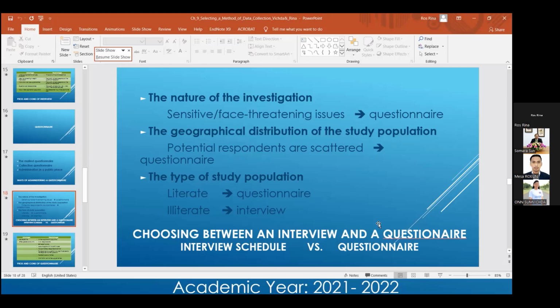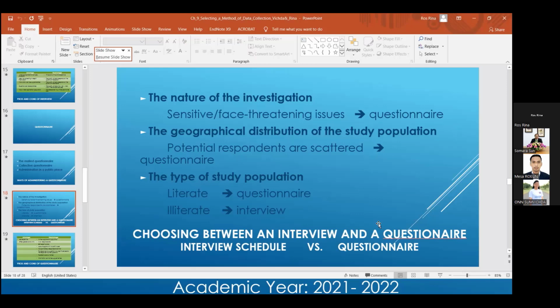And about the geographical distribution of the study population, in this case we also use the questionnaire, because it might be hard for the researcher to go to some areas, which might cost much more money or be very expensive, or maybe the area is far from here, like the researcher is living in Swirian and they want to do research in Mandalgiri. If they need to go to Mandalgiri all the time, it might be difficult for them. So they need to choose the questionnaire in order to get information.